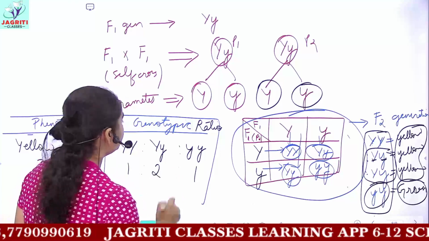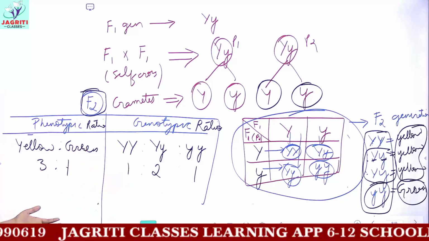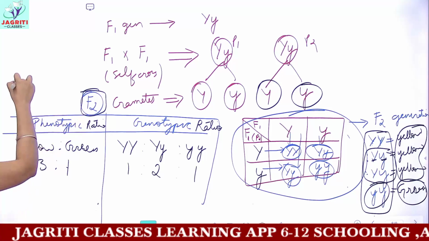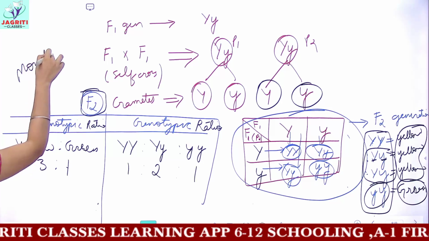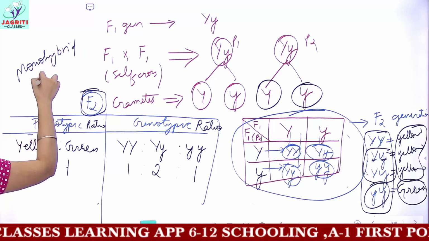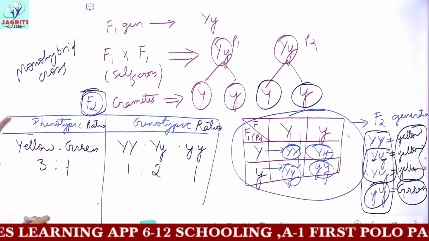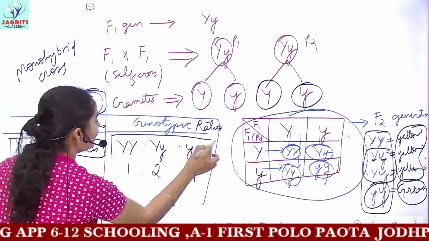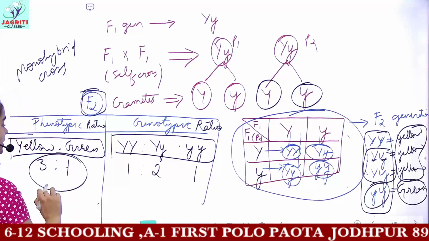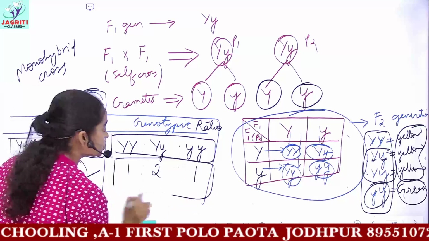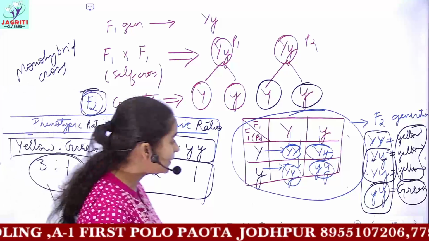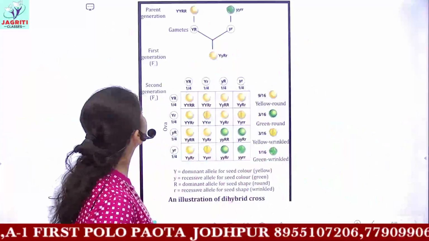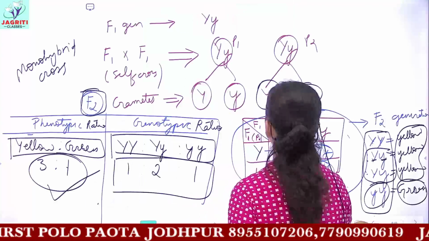So this would give you the genotypic ratio and the phenotypic ratio of the F2 generation of which cross? Monohybrid cross. Now these ratios for the monohybrid cross remain the same. Whatever character you are taking, the ratio would be 3:1 and 1:2:1. Now you can practice other crosses. This one is dihybrid in fact.